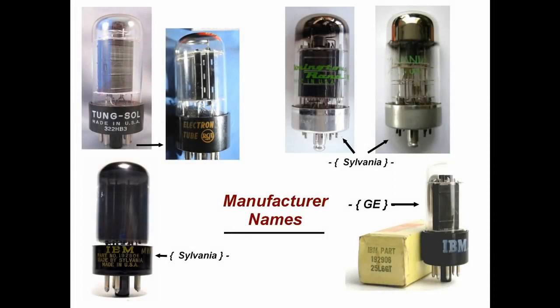Manufacturer names. It was a common practice for factories to source tubes from each other and relabel them. Some tubes made by Tung Sol were sold as RCA tubes. Many RCA-made tubes were sold under the Sylvania label. Sylvania often made tubes for GE, and GE in turn made tubes labeled IBM, and so on.